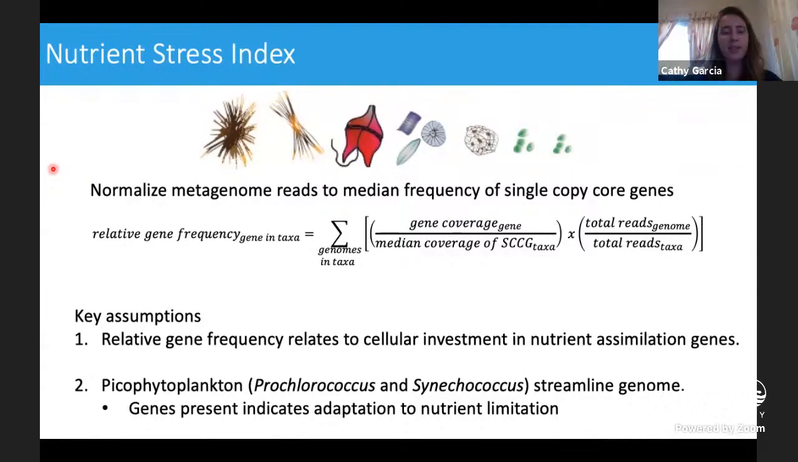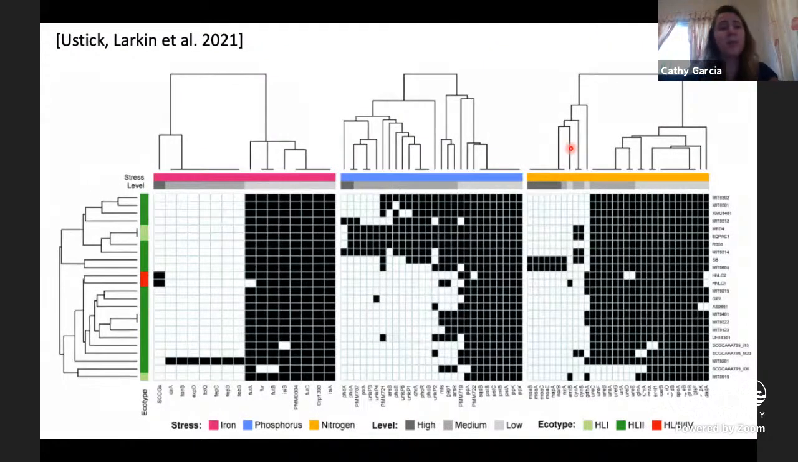And the reason for this is that these picophytoplankton, Prochlorococcus and Synechococcus, you can see here on the top the schematic from Trichodesmium to dinoflagellates to diatoms, coccolithophores to these picophytoplankton. You can see that there's a size scaling here. The smallest cells, Prochlorococcus and Synechococcus, streamline their genomes so that it's really a presence or absence of genes that they need or they do not. And there's this really great, wonderful figure.